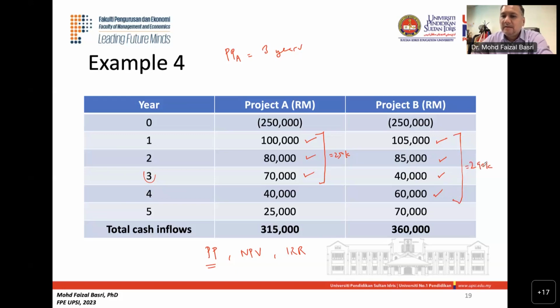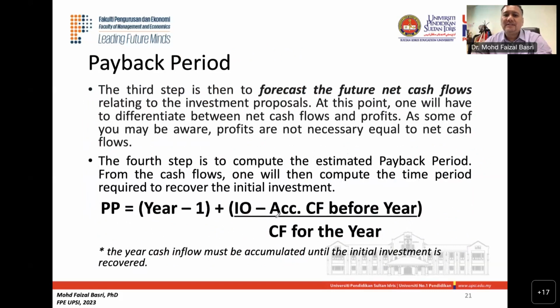So is it the same as our cost, 250? No, we generated more than 250. So therefore, we know it will be within 4 years' time, but exactly how long it takes? We cannot say it's 4 years because in 4 years we generate 290,000. We want to know at what point we get this 250,000. So in order to get the exact time, we have to use this formula.